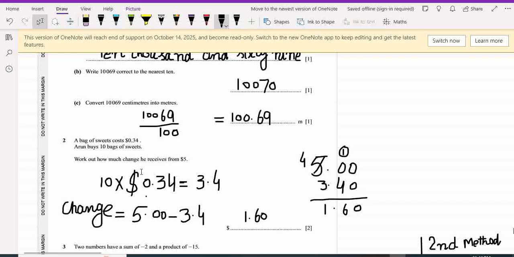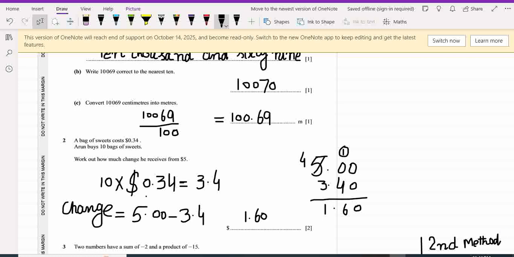So if he gives a $5 note, how much change will he receive? So we will subtract 3.4 from 5. In order to subtract 3.4 from 5, we write 5.00 minus 3.4. We will take a borrow from this number. This will become 4 and this will become 10. So 10 minus 4 is 6. So it becomes 60 or 6. And 4 minus 3 is 1. So the answer is $1.60. That's it.